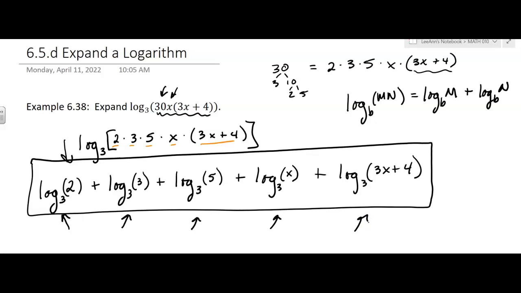Now, the book leaves their answer that way. I would do this a little bit different. I would simplify this part right here because that is 1. We have a property that says that, right? We have a property that says log base b of b just equals 1. So I would do that simplifying. The book didn't do that, but in the future we would want to do that.